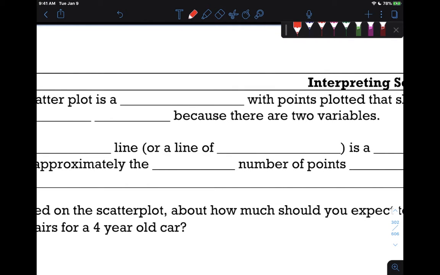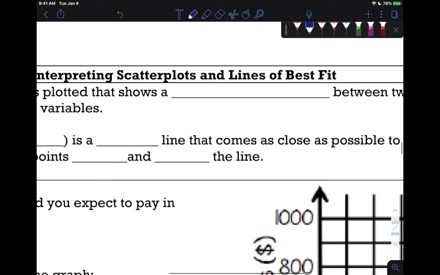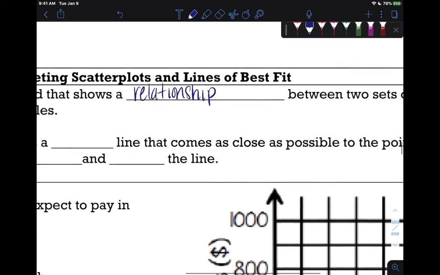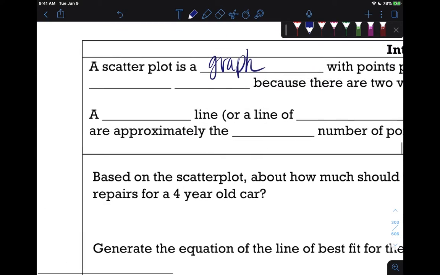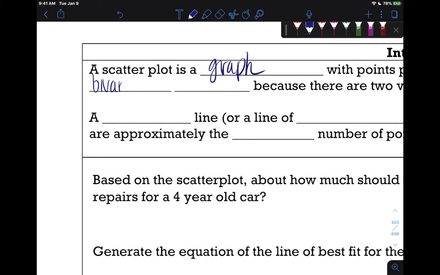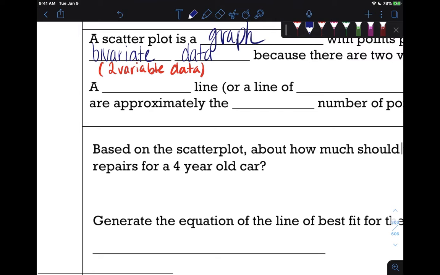A scatter plot is a graph with points plotted that shows a relationship between two sets of data. This is considered bivariate data. Now, as a side note, bivariate data means two variable data. Don't let that fancy word catch you off guard, because there are two variables.